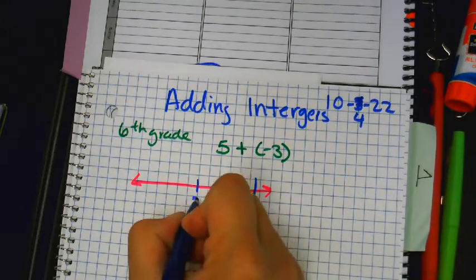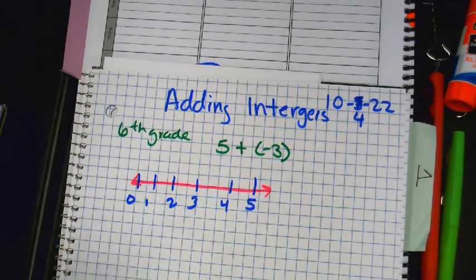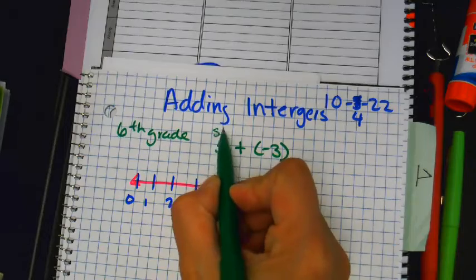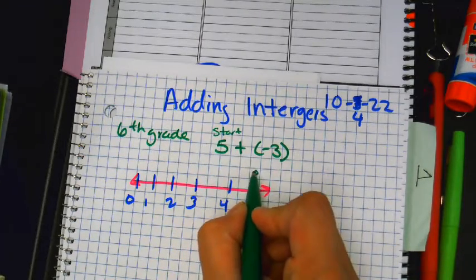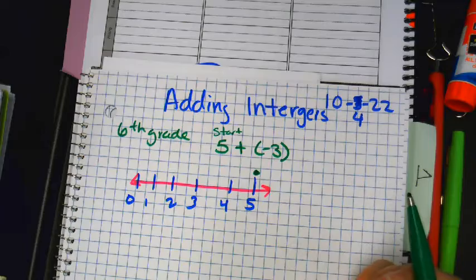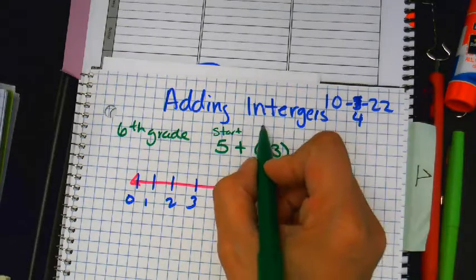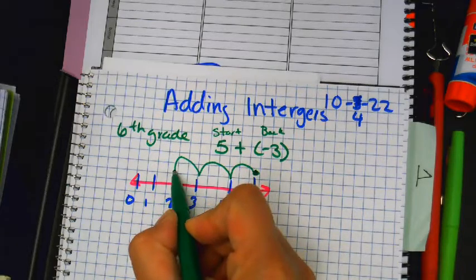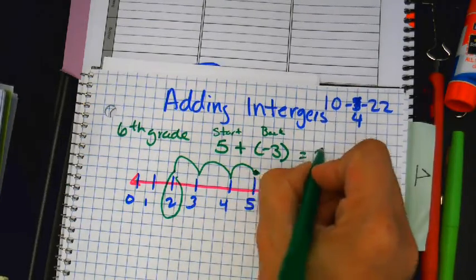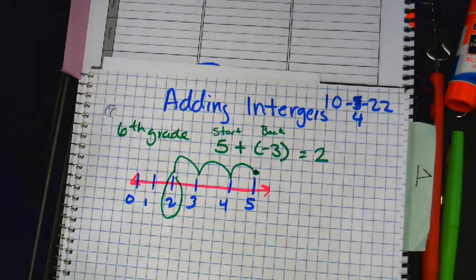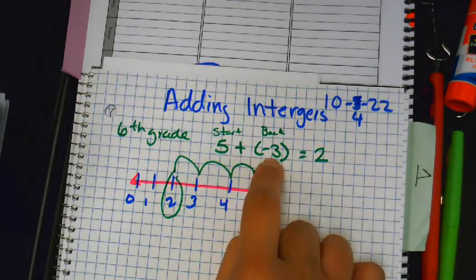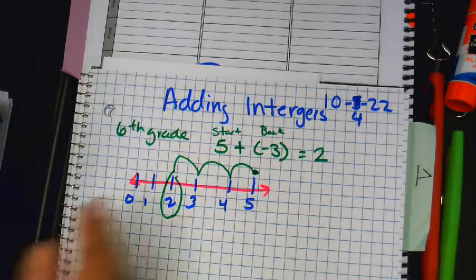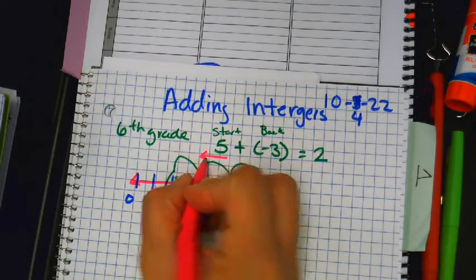5, 4, 3, 2, 1, 0. Yeah, this has been on your math homework. So it's a review from 6th grade. We start on 5. And then what do we do? Why do we go back? Because it's negative. So 1, 2, 3, right? And our answer is 2, right? Do you remember this from 6th grade? We go backwards because it's a negative, so we go back 3 spaces, 1, 2, 3. Might want to tell yourself that you went backwards, okay?